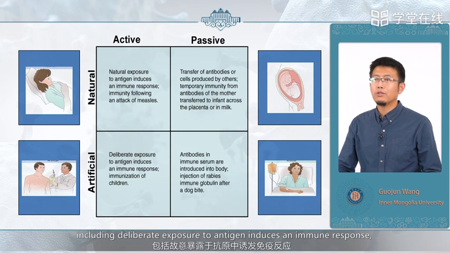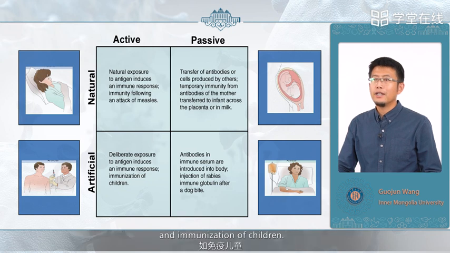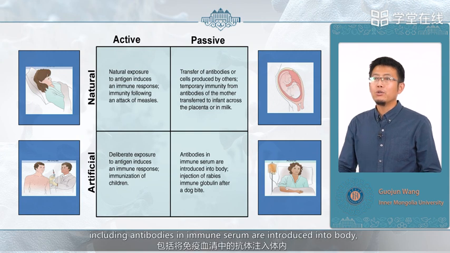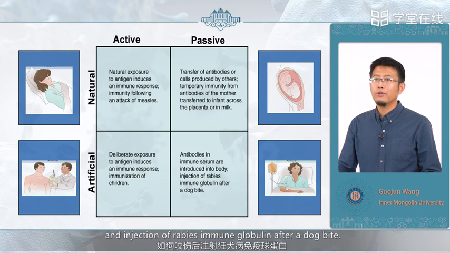Artificial active immunity includes deliberate exposure to antigen that induces an immune response, and the immunization of children. Artificial passive immunity includes antibodies in immune serum that are introduced into the body, and injection of rabies immune globulin after a dog bite.